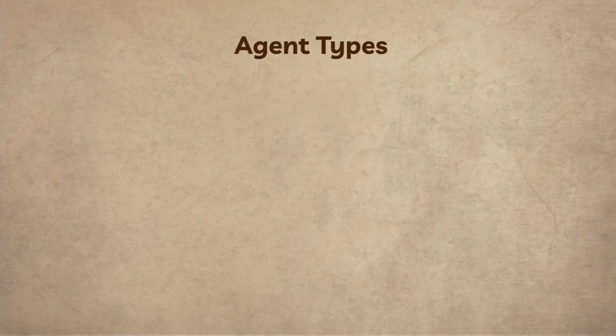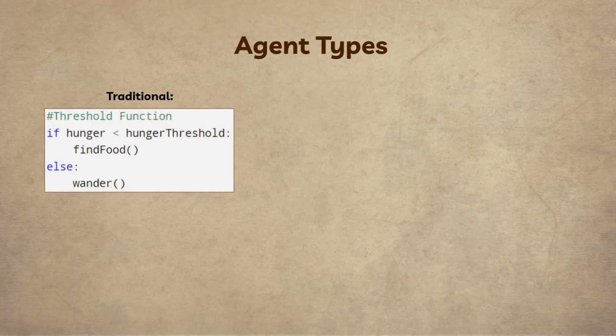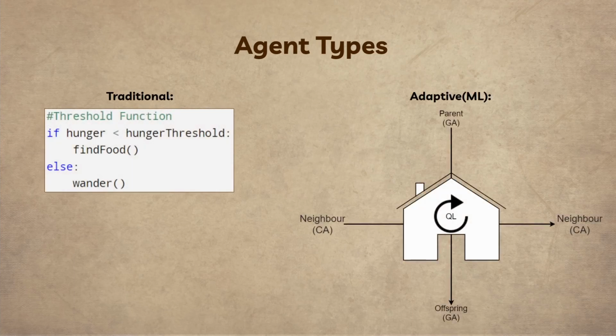Speaking of agent types, our work is primarily concerned with comparing the adaptive capacity of traditional rule-based agents to our own machine learning agents.